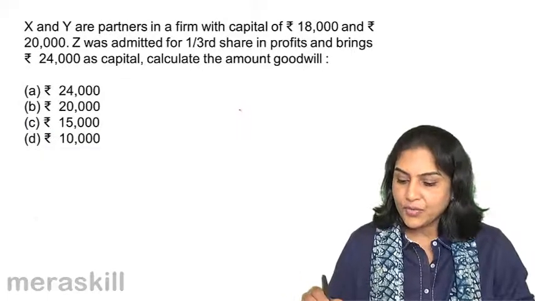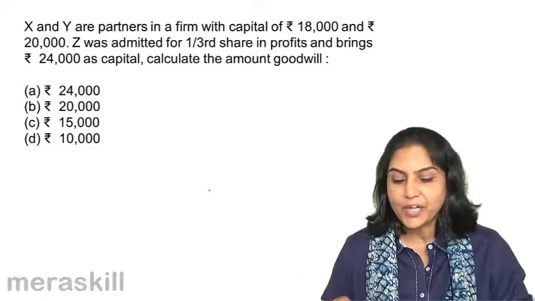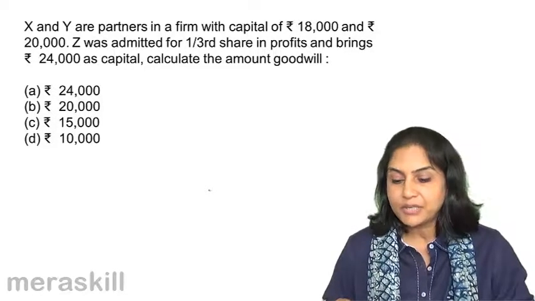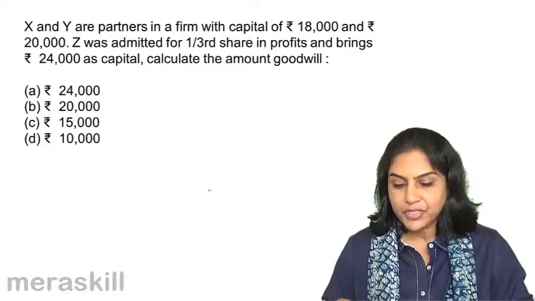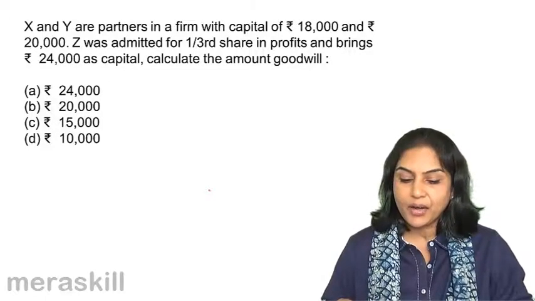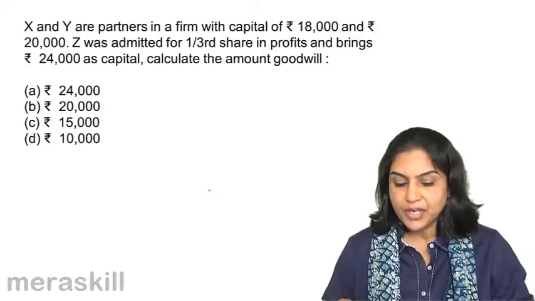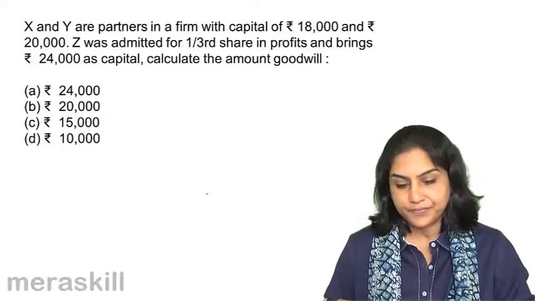Next, X and Y are partners in a firm with capital of 18,000 and 20,000. Z was admitted for one-third share in profits and brings 24,000 as capital. Calculate the amount of goodwill. Option A, 24,000, B, 20,000, C, 15,000 and D, 10,000.